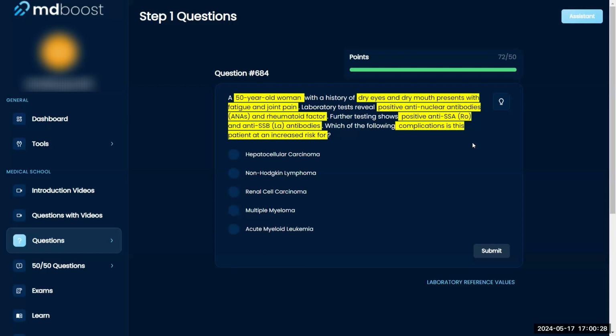So it's just Sjogren's disease, is what they have currently. And so what does Sjogren's disease have an increased risk of? Like, what is likely to follow with an increased risk when you have Sjogren's? And I don't know. Hepatocellular, non-Hodgkin's, renal cell carcinoma, multiple myeloma, or AML.